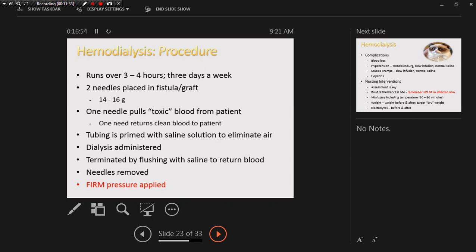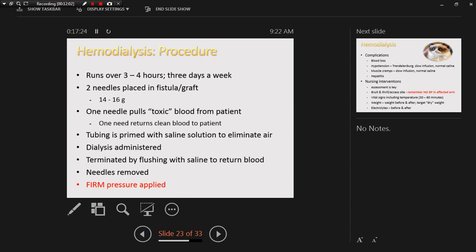So if this is a fistula or graft, it's going to be accessed with a bit of the same technique. They're going to be large gauge needles, 14 to 16. There's going to be 2. If it's a fistula, they're both going to be put onto the venous side. One's going to be pulling the blood to the dialysis machine. The other one's going to be reinfusing the cleaned blood back to the patient.